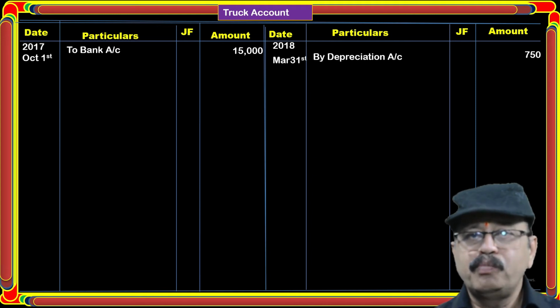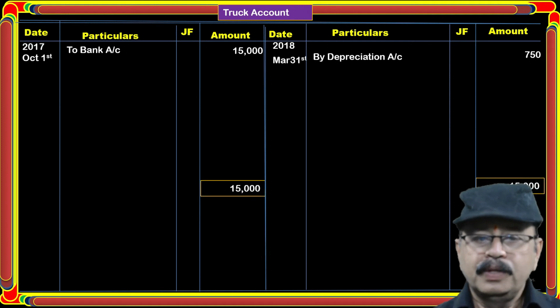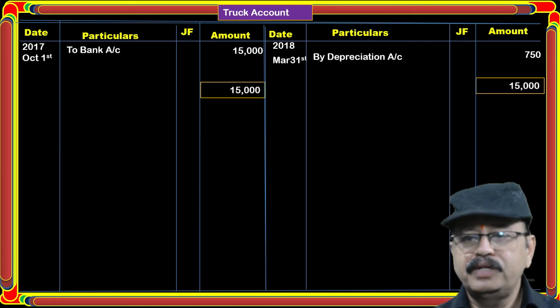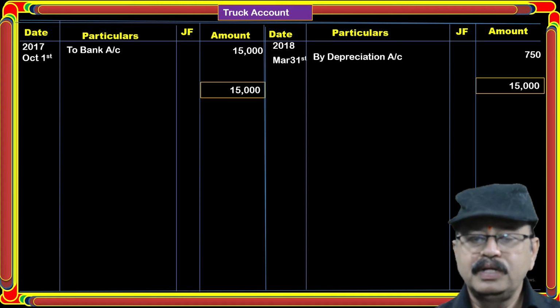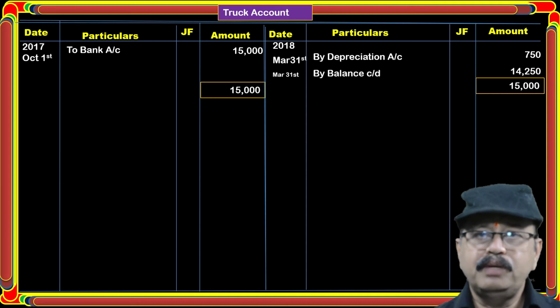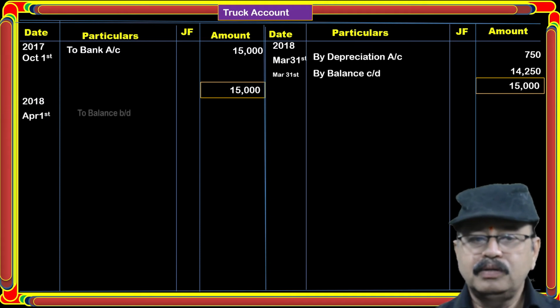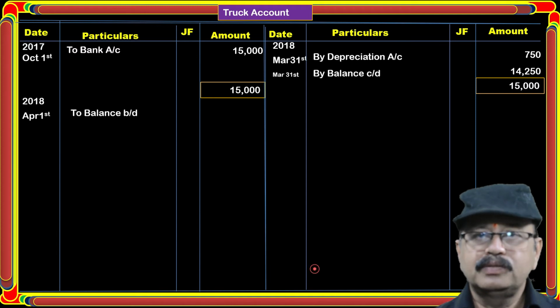So nothing to post in this year. So we should balance the account. Debit side 15,000 and credit side 15,000. So from the 15,000 on the credit side we should minus 750. The remaining balance on March 31st, by balance c/d, is 14,250. The same balance will be forwarded to the next year, that means 2018 April 1st, to balance b/d, the amount is 14,250.